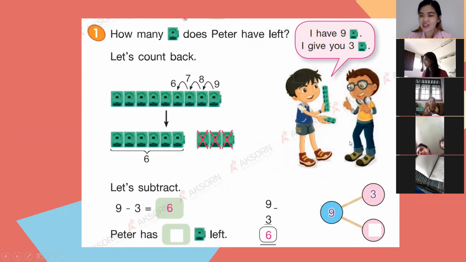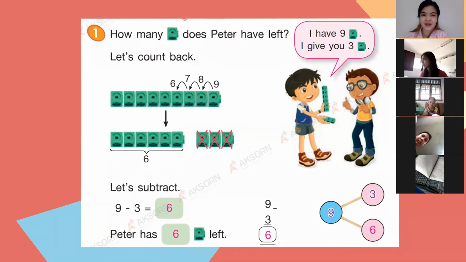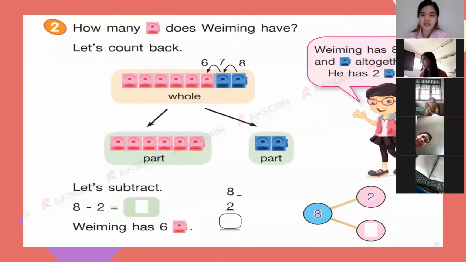And then you're going to draw also at the number band. 9. If we part into 2 parts, 3 plus 6 is equal to 9. So here, Peter has 6 green blocks left. Okay. So did you get it correct? Okay, so let's go to number 2.